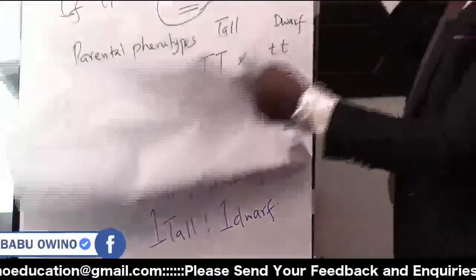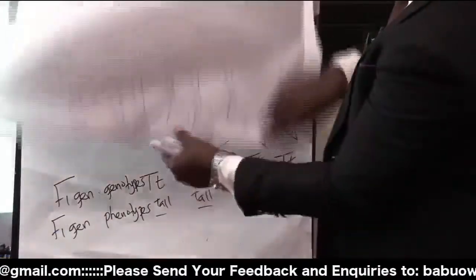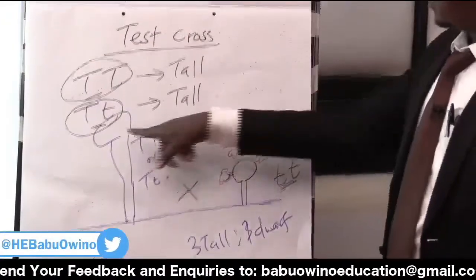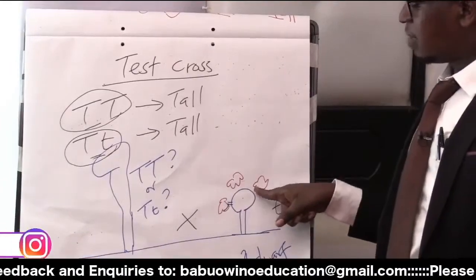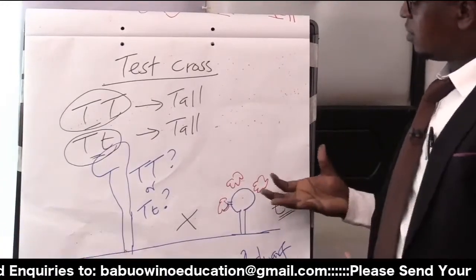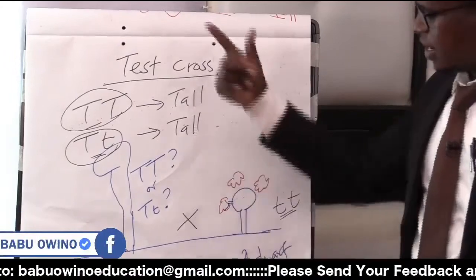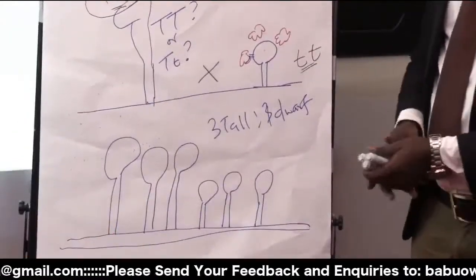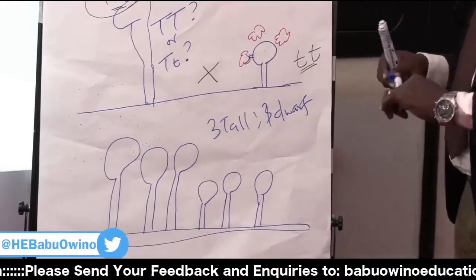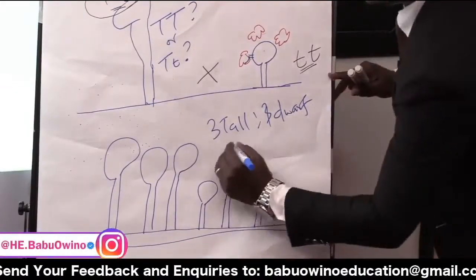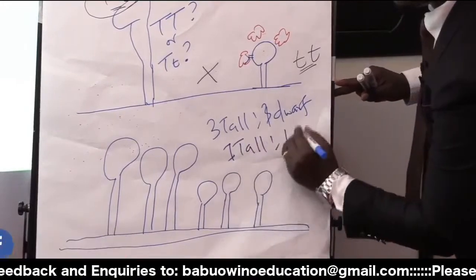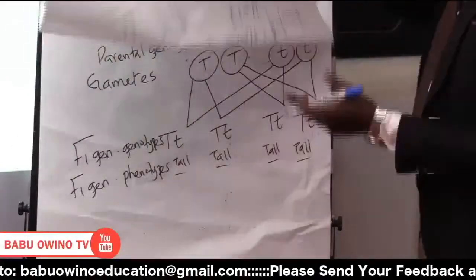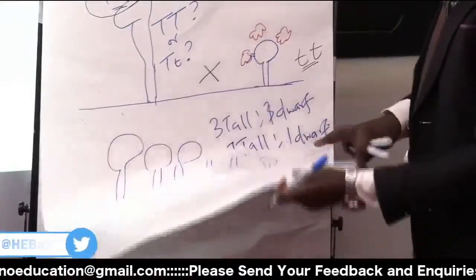I told you that when I was to do this experiment to determine the unknown genotype, I dusted the pollen grains on the stigma of this flower. I allowed the seeds to mature, then I planted them. And later on, I found that I was getting tall plants and dwarf plants in the ratio of one tall to one dwarf. So compare this result to these scenarios. When do you get this result of one tall to one dwarf?